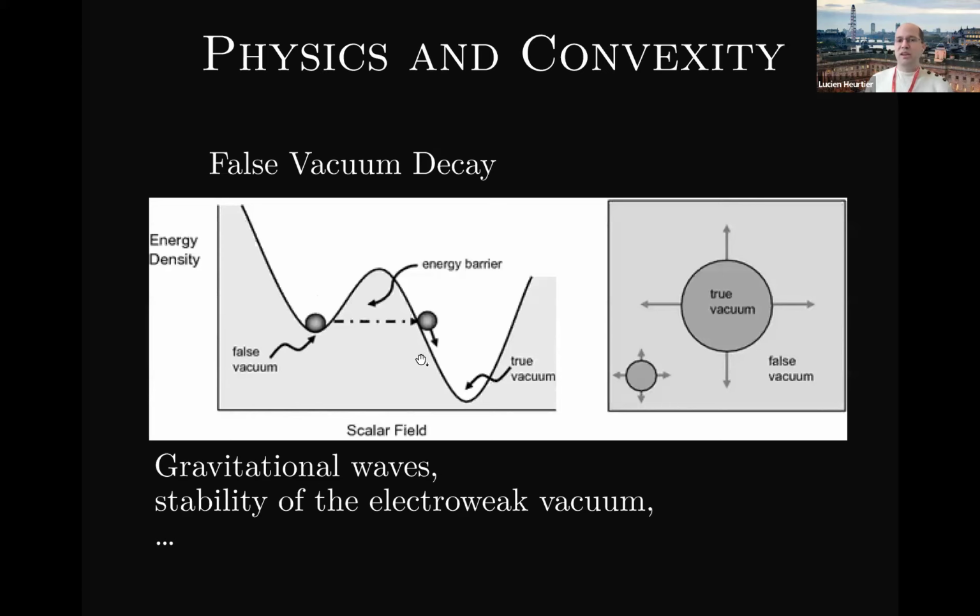And this has plenty of implications in early universe cosmology, but also in gravitational wave physics, and in the context of the electroweak vacuum, knowing whether it's stable or not. So the exact shape of the potential that you need to use to make a false vacuum decay calculation is very important.